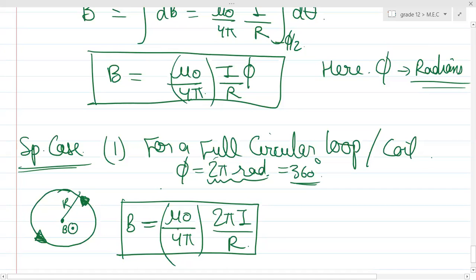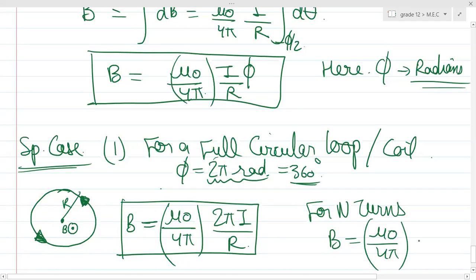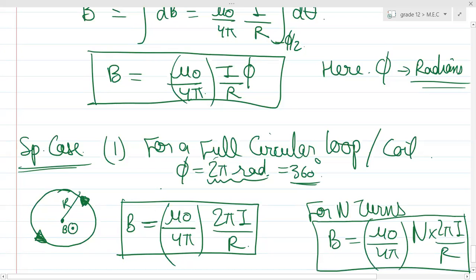Shall I give you a school level derivation for this? Guys, do you have this at the center? I think you have this. Yes, sir, we have. So for that I'll give you a school level derivation. Acha, for n turns, what will you do? You just multiply this thing by n into 2 pi I by R. Whatever you got for one turn, multiply it by n.